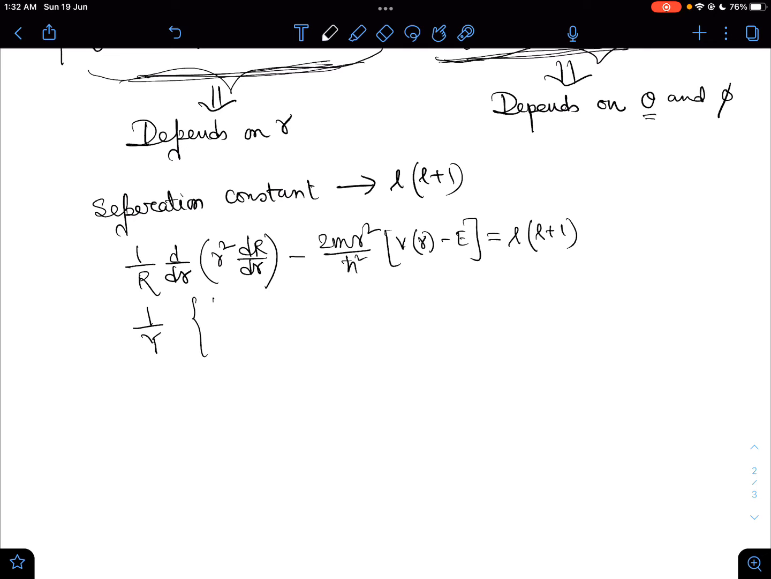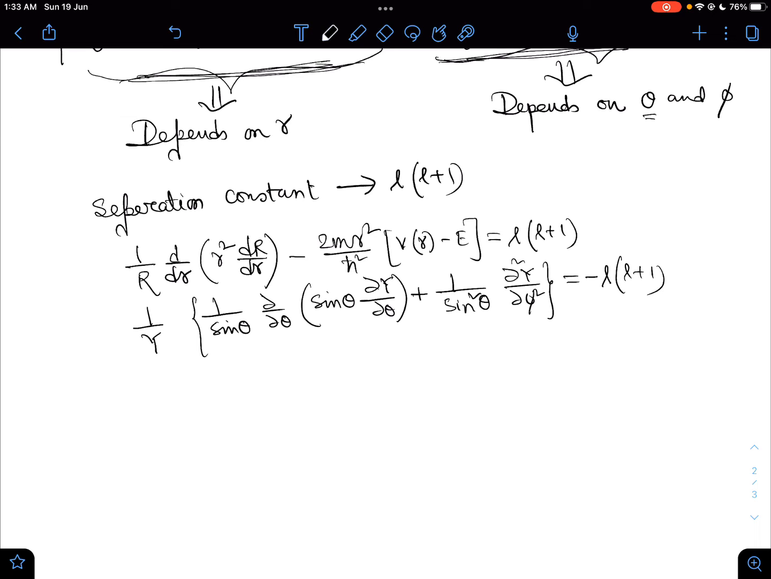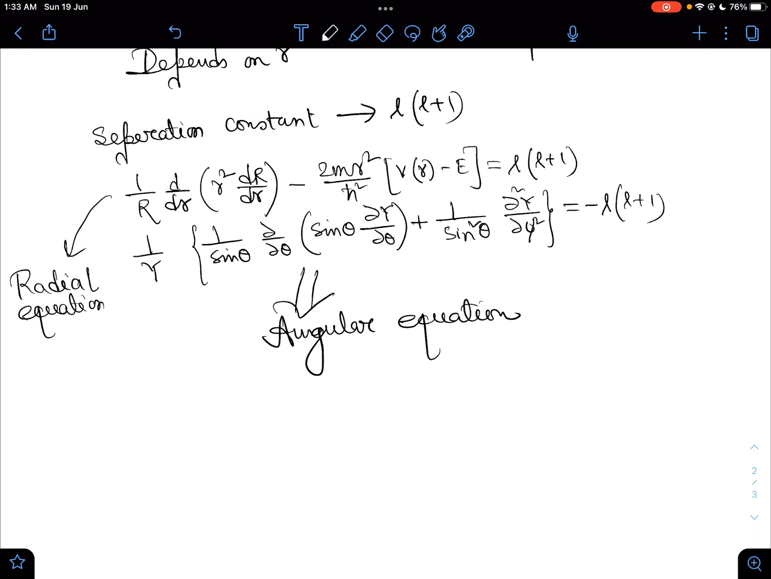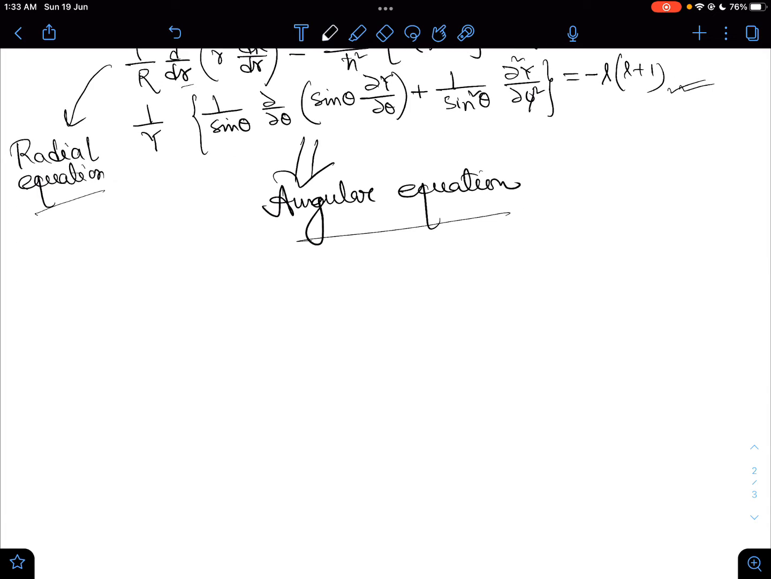So 1 by Y, 1 by sine theta del/del theta of sine theta del Y/del theta. This is our first term, and we have 1 by sine square theta del 2Y/del phi square. So this must be equal to minus of L into L plus 1. This is our radial equation, and this is our angular equation. Because this equation only involves our radial coordinate, and this equation involves the angular coordinates. That is why they are named so, radial equation and angular equation.